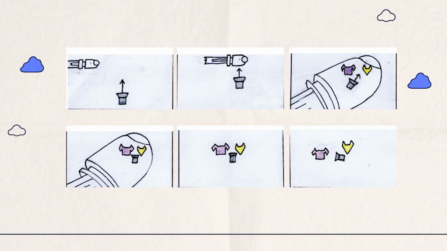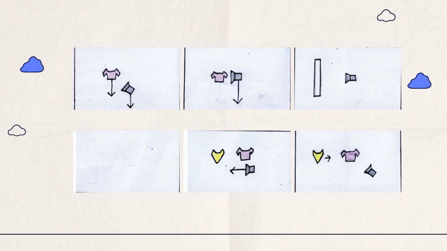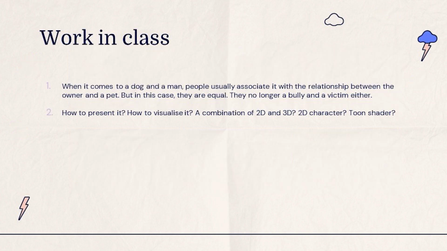After having an initial version of the animatic, I started to think about how to transfer the storyboard into a 360 space version. I drew another storyboard with the camera and the characters' positions marked in the scene. I have received much feedback from teachers and peers.